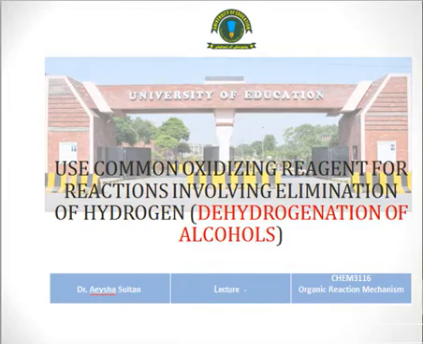So today we will discuss use of common oxidizing reagents that are useful for reactions that involve elimination of hydrogen. Among these reactions, today we will be discussing the reagents that are used for causing the dehydrogenation of alcohols. So what do we mean by dehydrogenation? Dehydrogenation means removal of hydrogen. So if we remove hydrogens from alcohol, we get aldehydes and we get ketones, right? So today we will discuss how we can make aldehydes and ketones from alcohol by means of dehydrogenation reaction.